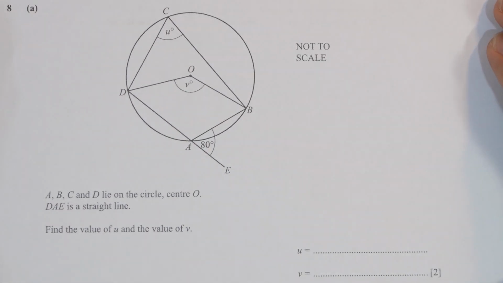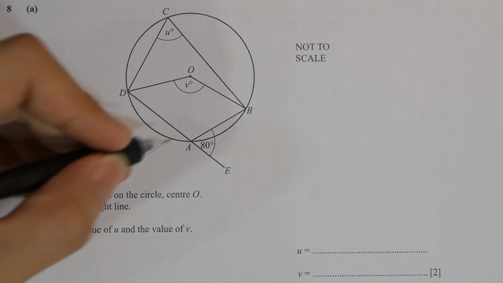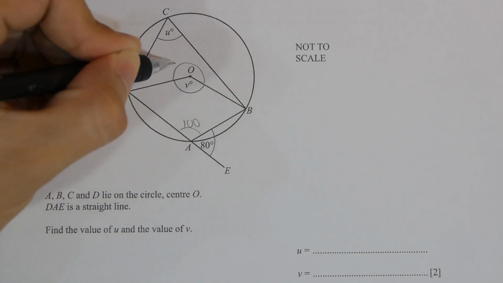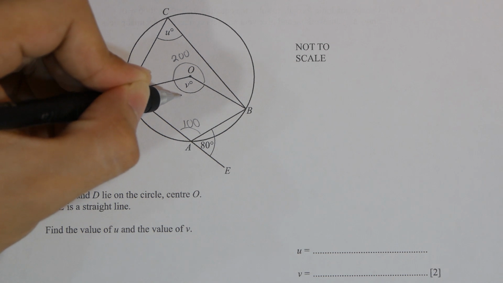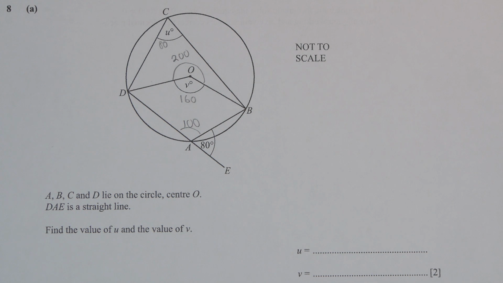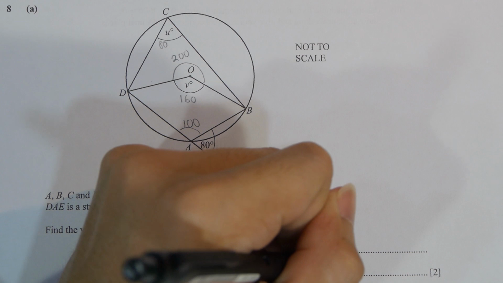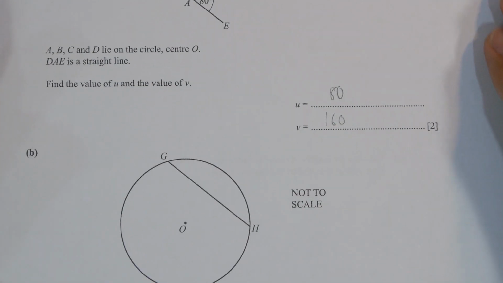For question 8, the first thing you need to identify is DAE is a straight line, hence DAB value will be 100. Remember the formula, the outer layer of the angle is actually half of the inner layer. So DOB, the major sector, will be 200, hence V will be 360 minus 200, then you get 160. So the value of U is actually half of V, so it is 80.